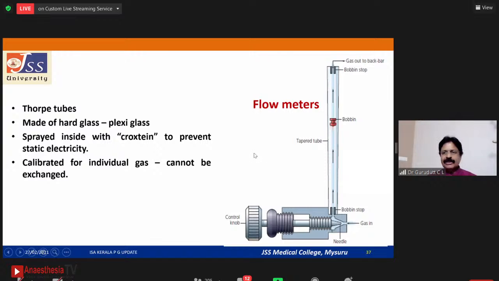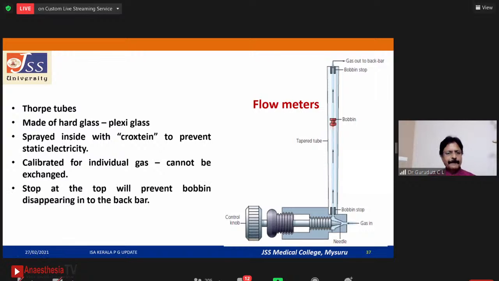So one common question you will be asked: suppose the oxygen flow tube has broken. Can I replace it with another machine's nitrous oxide tube? No, you have to say you cannot, because each gas has been calibrated individually. You should always be able to tell about that. Another thing is, you can see a stop here at the bottom and also a stop at the top. The stop at the top is very important because it prevents the bobbin from disappearing into the back bar. This is again one of the safety features adopted in the flow meters.